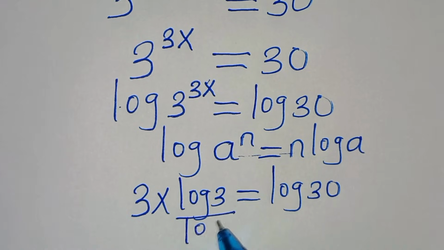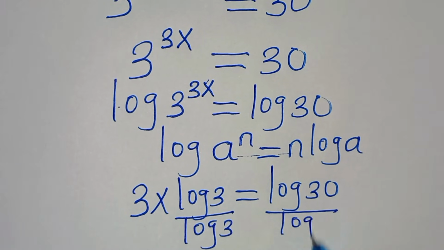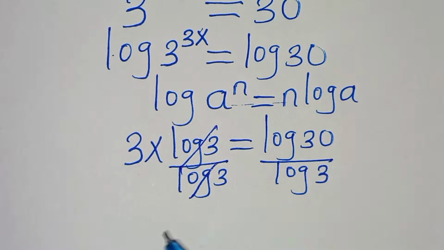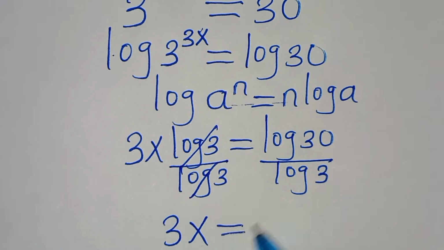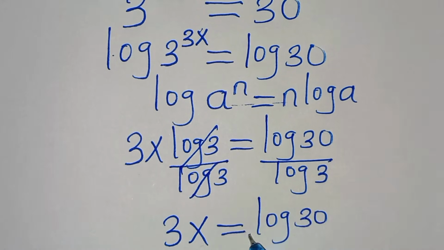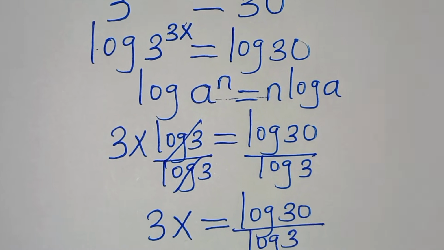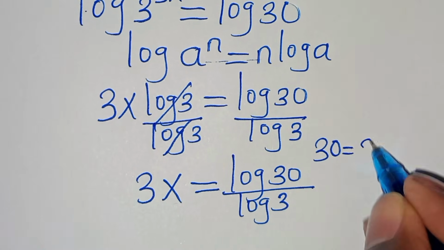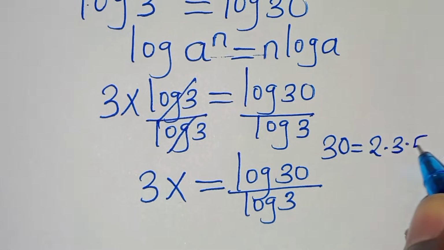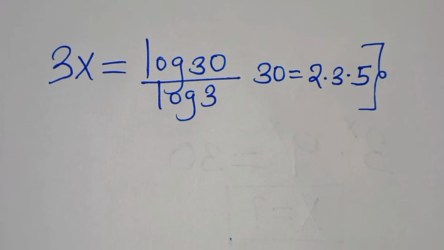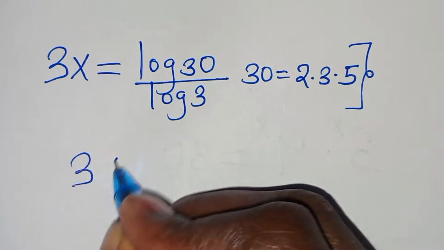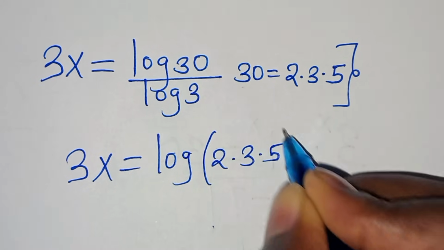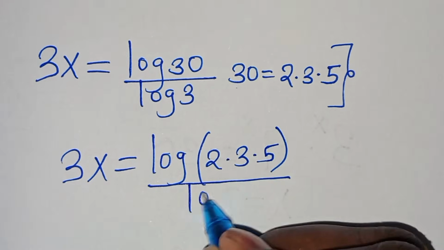So let's divide both sides by log 3. Here we have log 3. So that now we simplify here. And this means that 3x, this is equal to log 30 divided by log 3. We can express 30. This is the same thing as 2 multiplied by 3 multiplied by 5. Now let's substitute this so that we have 3x. This is equal to log 2 times 3 times 5, close the parentheses, everything here divided by log 3.